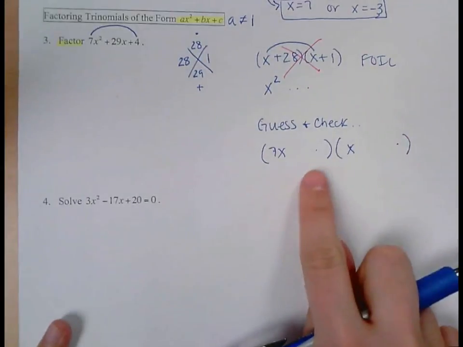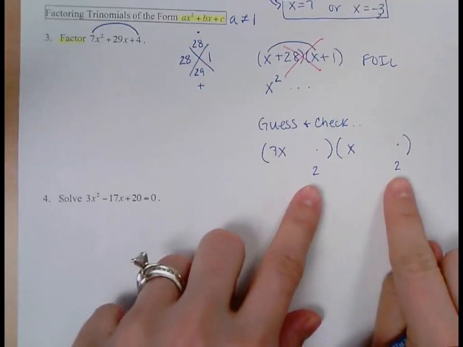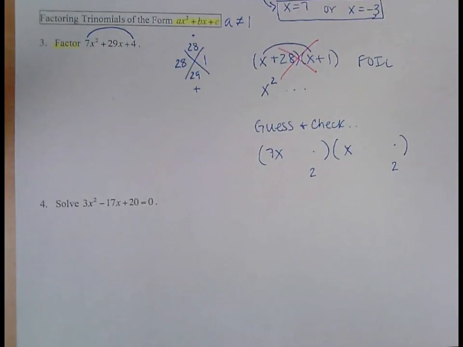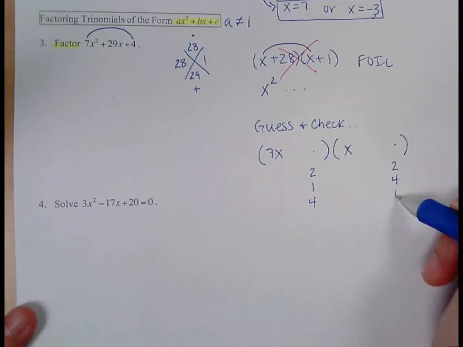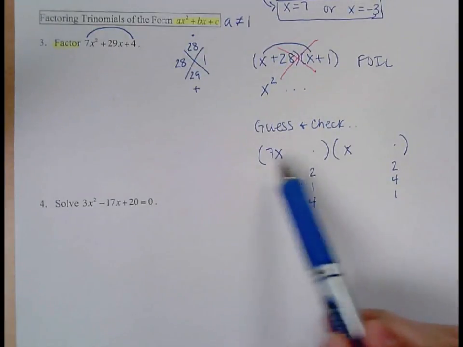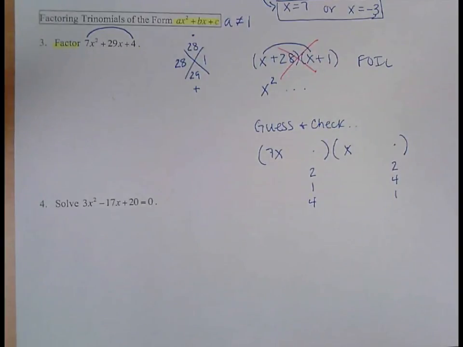And then if I have 2 times 2, both of these would be 2's. But if I have 1 times 4, I then have to figure out where the 4 and the 1 go. Does the 1 go here and the 4 go here, or the 4 go here and the 1 go here? So that's why it's called guess and check. You literally fill in the numbers and check with FOIL to see if it works. And if it doesn't, you try something else.